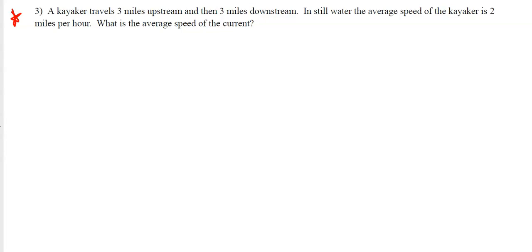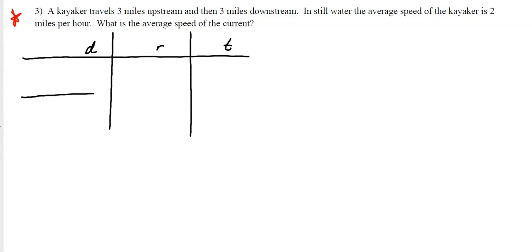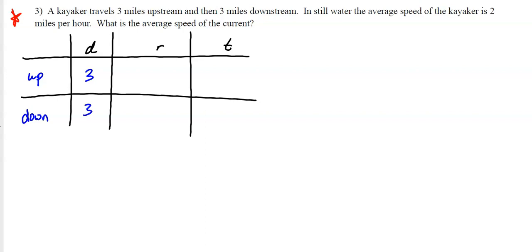So I'm going to do my typical distance, rate, time. And I always want to do my up and downstream. So we're going to go upstream first, which means we're going to fight the current. We're going to go against the current. And then downstream coming back, which is nice. We get to kind of chill a little bit. And got 3 and 3. Those are the same. But we don't know. It says the speed of the kayaker is 2 miles per hour.